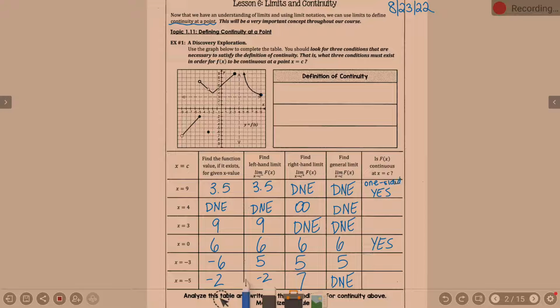Not what I want us to focus on, though. Okay? The others are all no's. Okay?